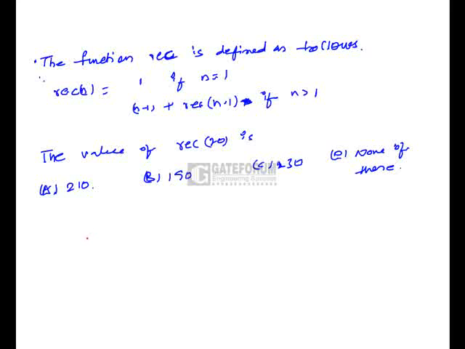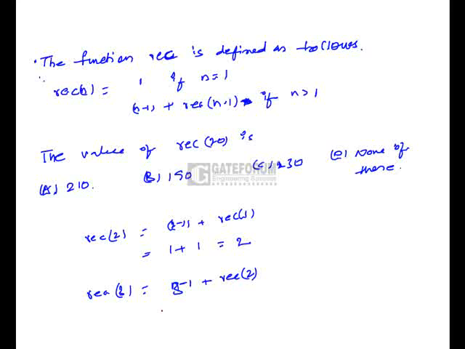Let us find rec(2). This is nothing but 2 minus 1 plus rec of 2 minus 1, which is 1 plus rec(1), which is equal to 1. Why? Because if n is equal to 1, rec(n) is equal to 1. Let us find rec(3). Rec(3) is equal to 3 minus 1 plus rec(2), that means 2 plus rec(2), which we got as 2, which is 4.